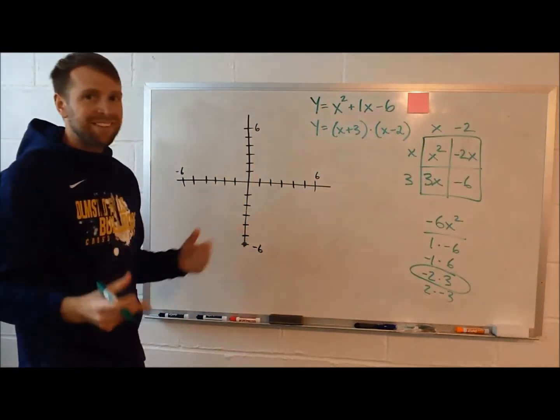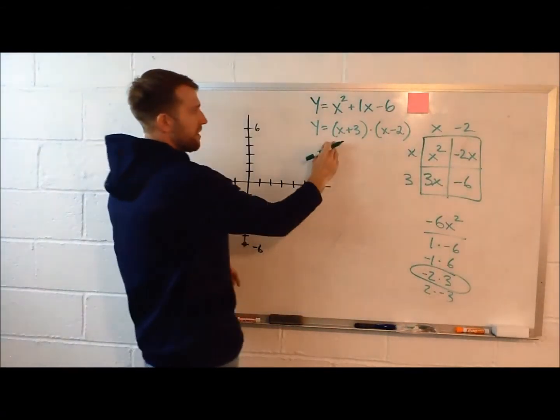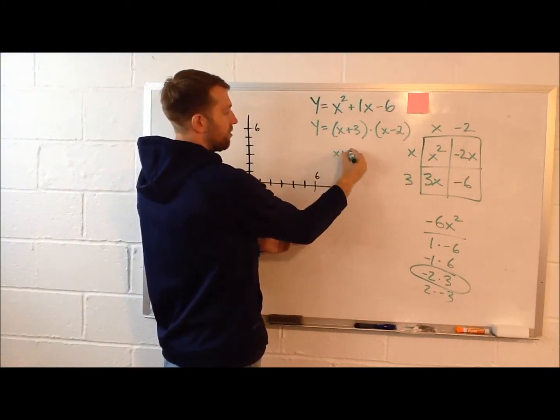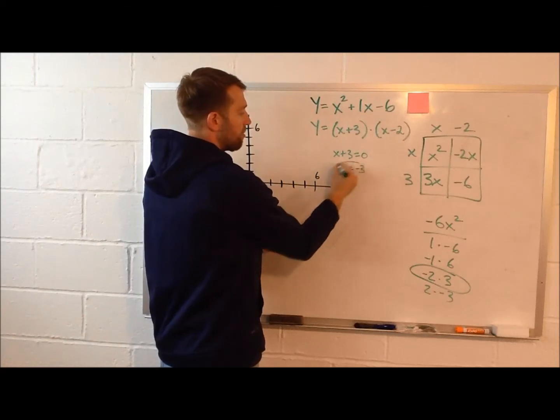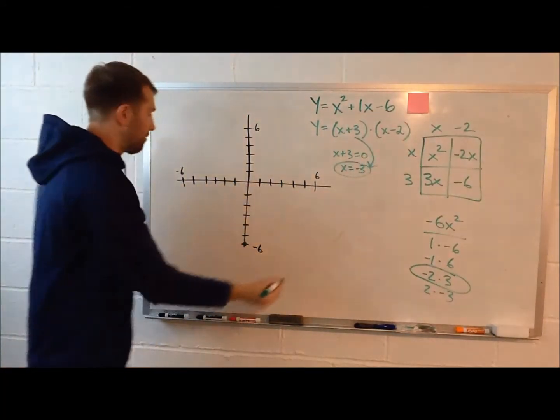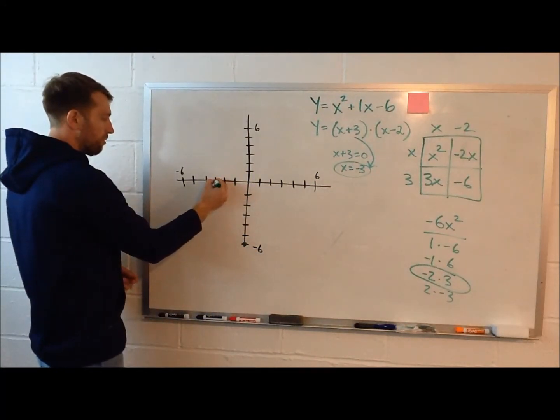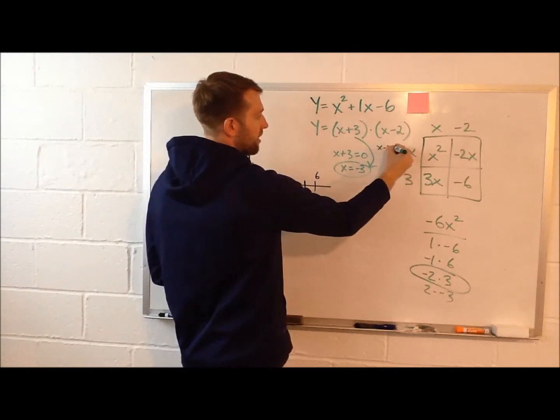Now we can easily get some key points to this graph using the zero product property. Take x plus 3, set it equal to 0. Subtract the 3, you get x equals negative 3. Some of you are figuring out that's a shortcut. If you see x plus 3, you're going to have a negative 3 on your graph. Negative 1, 2, 3. And if you see x minus 2, just go ahead and set it equal to 0.